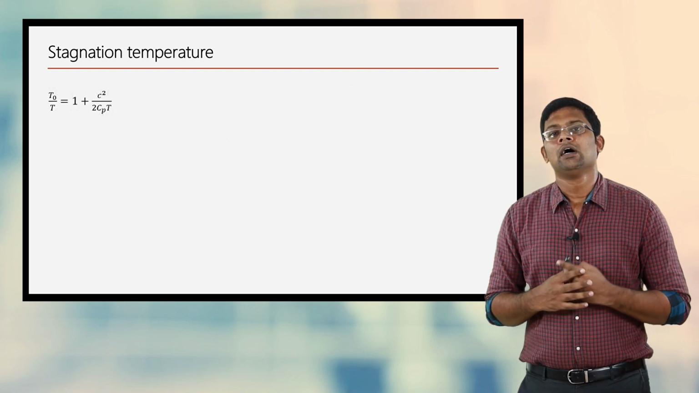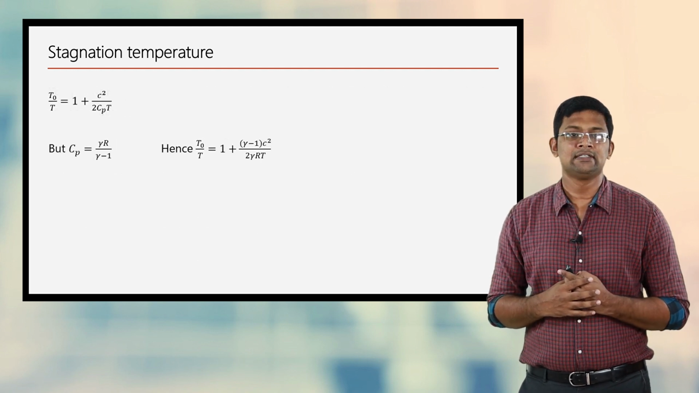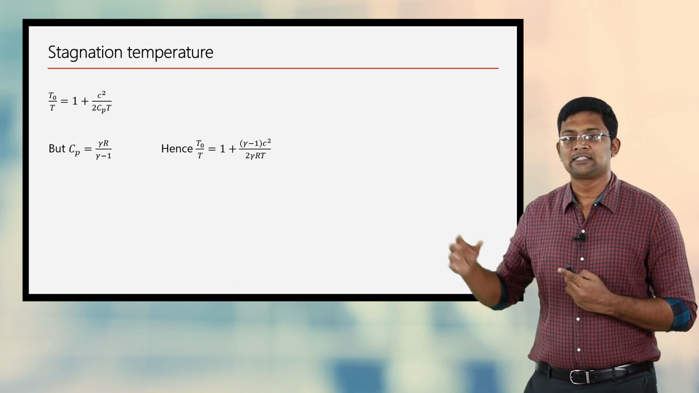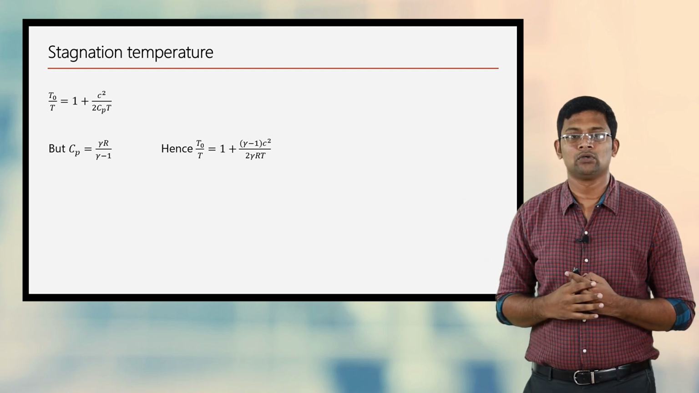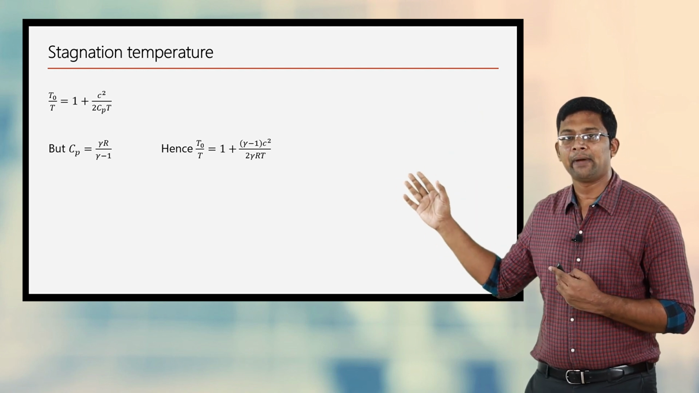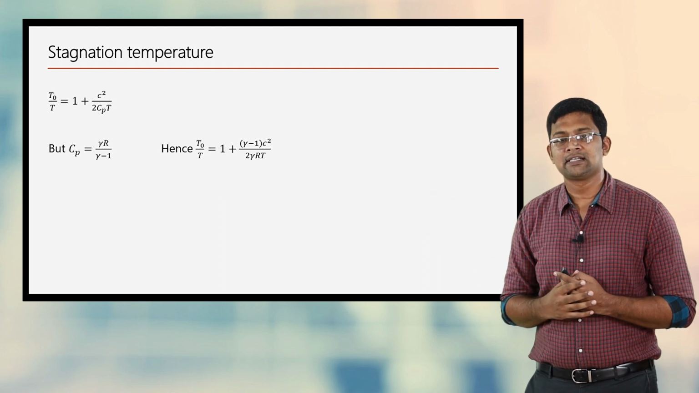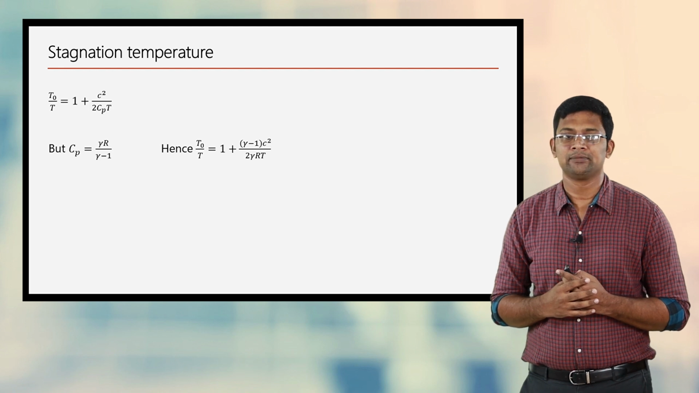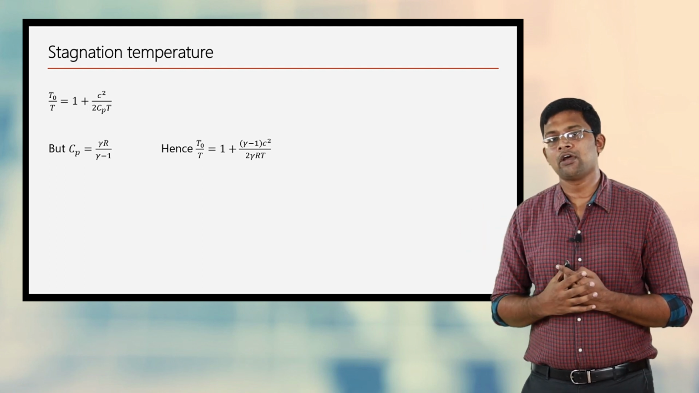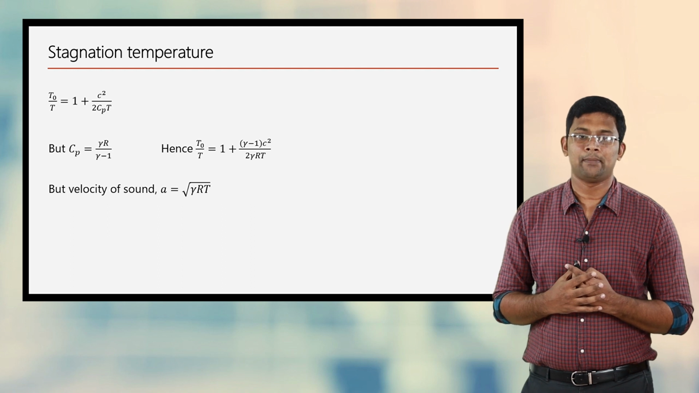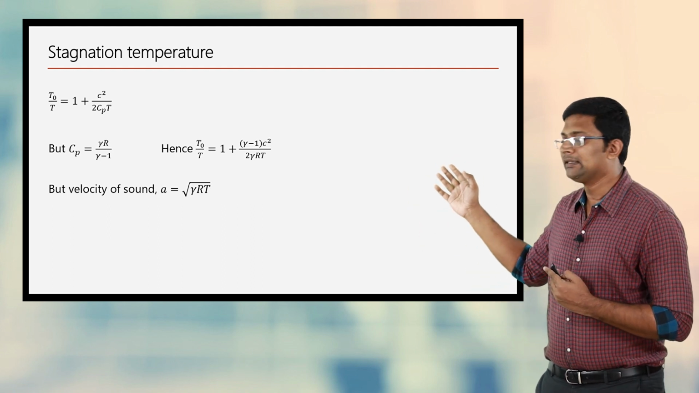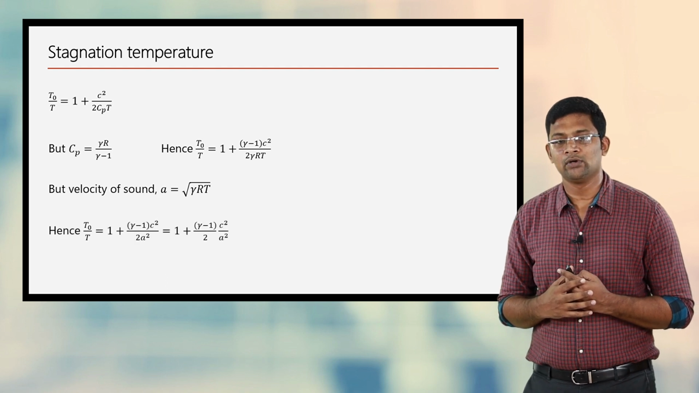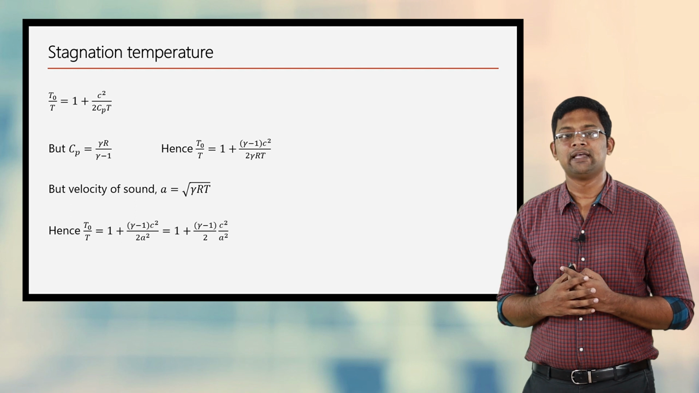Now you know the specific heat at constant pressure, Cp, is equal to gamma R by gamma minus 1. So you can substitute the value of Cp in the above expression. So the expression for T0 by T can be written as 1 plus (gamma minus 1) into C square by 2 gamma RT. But we know the velocity of sound A is equal to root of gamma RT. So the term in the denominator can be changed. So the final expression for T0 by T is equal to 1 plus (gamma minus 1) by 2 into C square divided by A square.